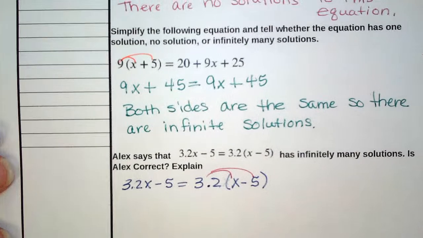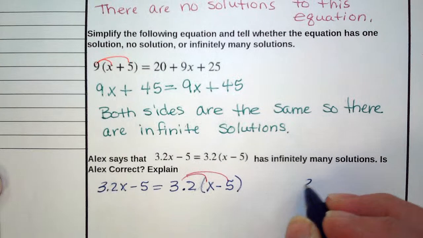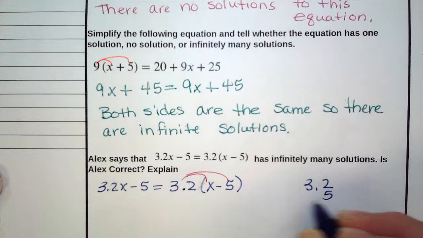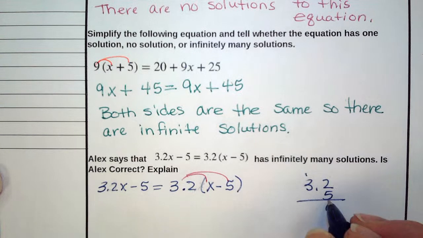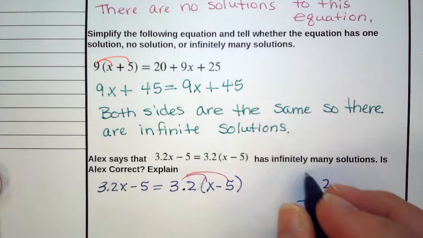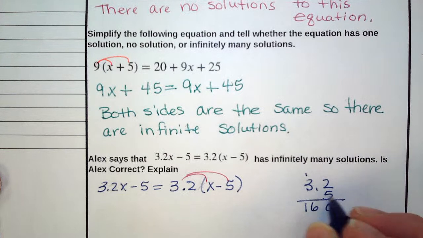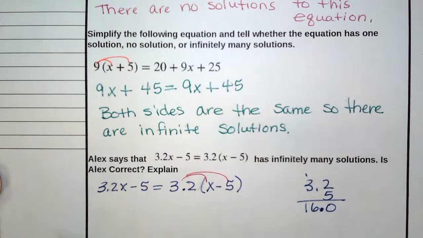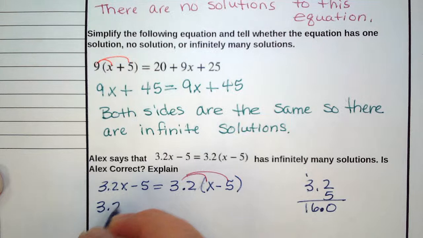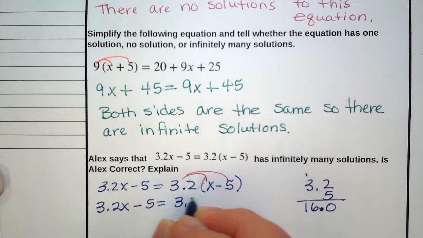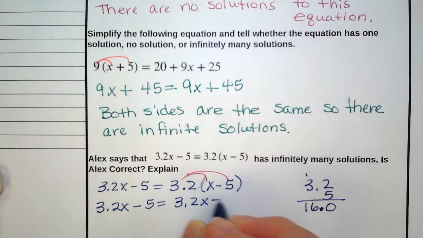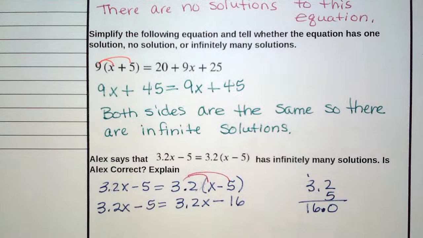I'm going to come over here. 3.2 times 5. 2 times 5 is 10. Carry the 1. 5 times 3 is 15. Plus 1 is 16. I've got 1 decimal point. So I've got 3.2x minus 5 is equal to 3.2x minus 16. What do you notice and how do you use that information?